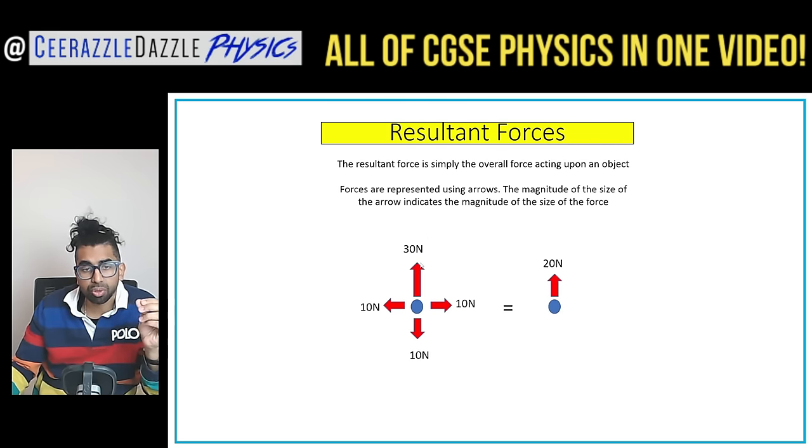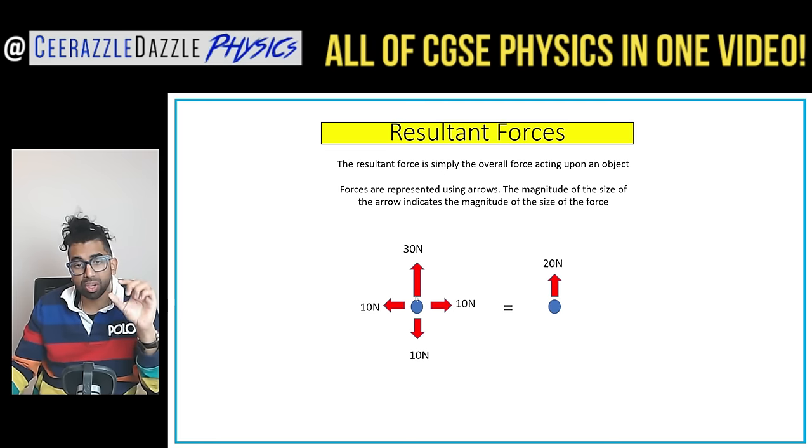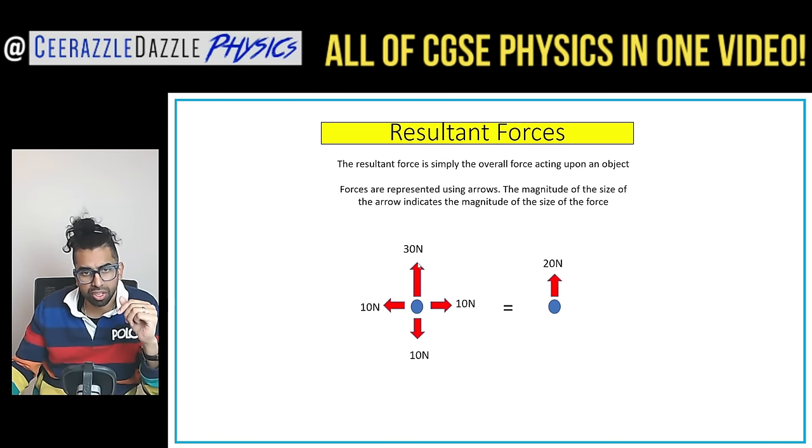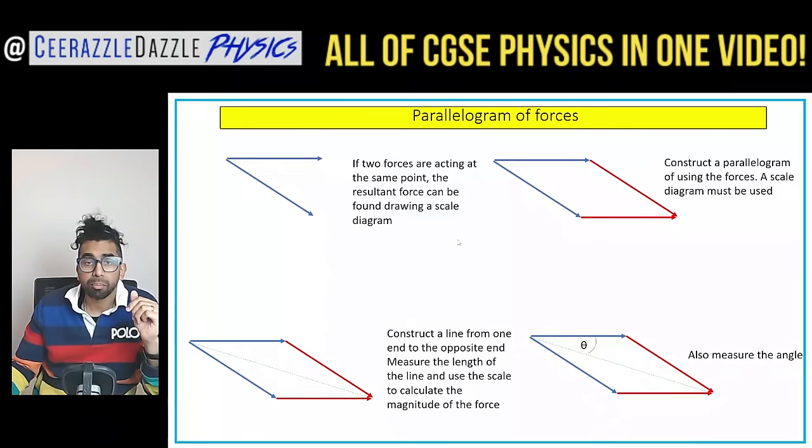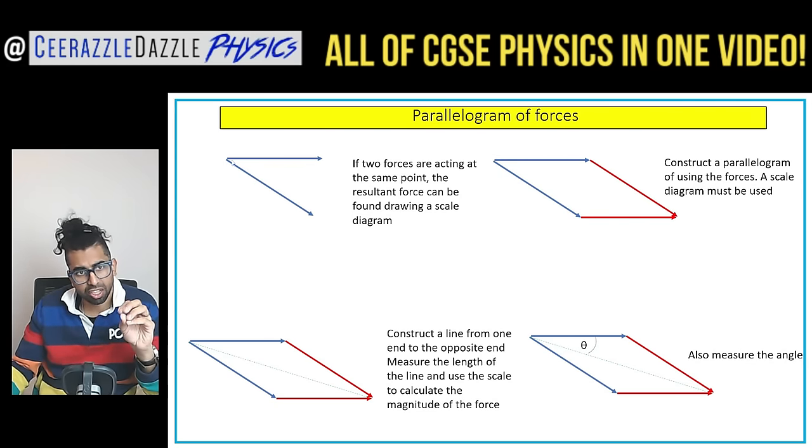And don't forget, with forces, the length of the arrow indicates the size of the force. That's why the 30 newton one is much larger than the 10 newton one. Parallelogram of forces. So let's say we have two forces acting upon an object. I usually try and explain it with a dog, and there are two leads attached to the dog. And if you're asked to work out what is the resultant force upon the object, if it's being pulled in two directions, you've got to construct the parallelogram of forces.